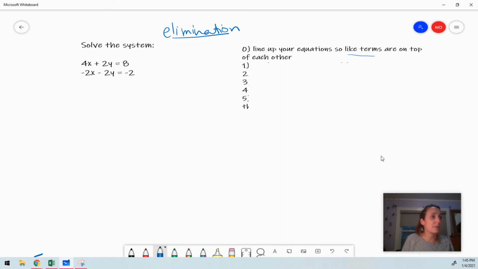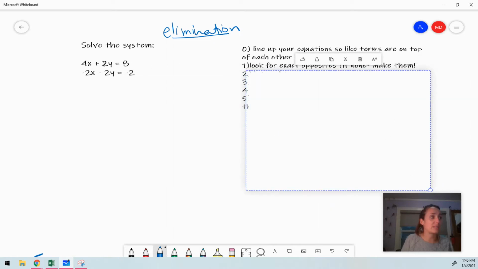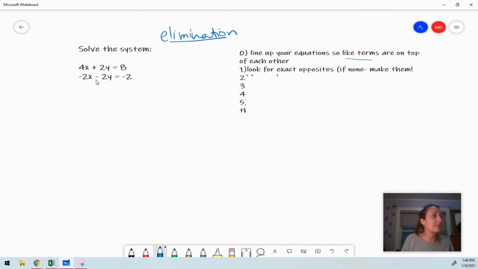The second step is now we're going to look for exact opposites. I'm looking at my x and y terms, and I'm looking for which ones are exact opposites. 4x and negative 2x, well, one is positive and one is negative, but what is the opposite of 4x? That would be negative 4x. So these are not exact opposites.